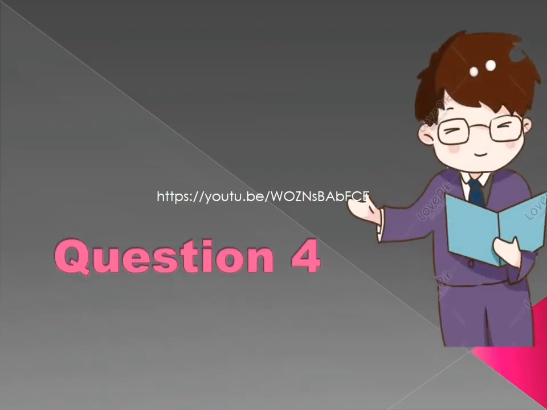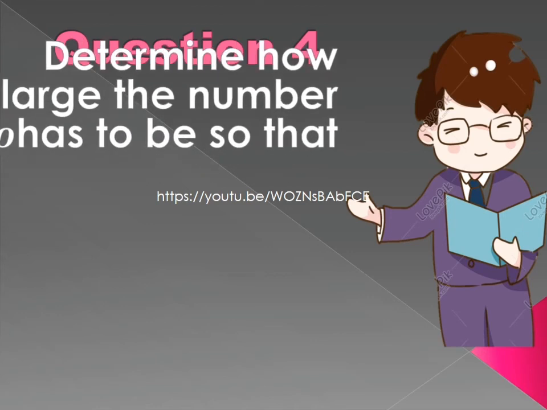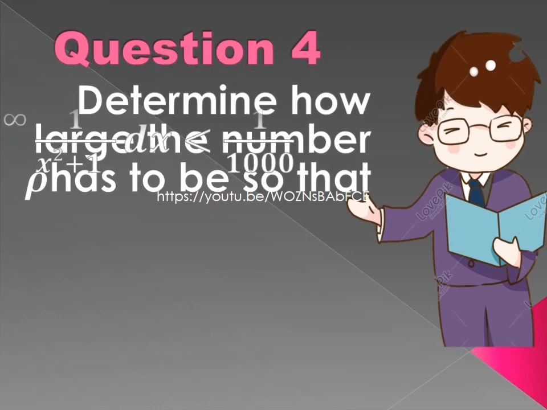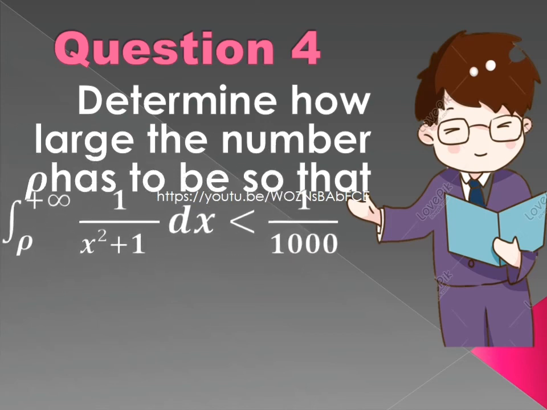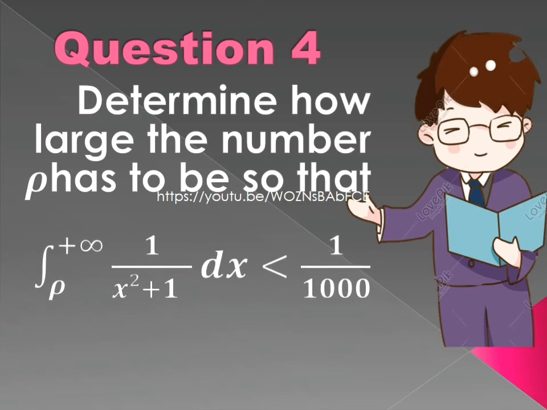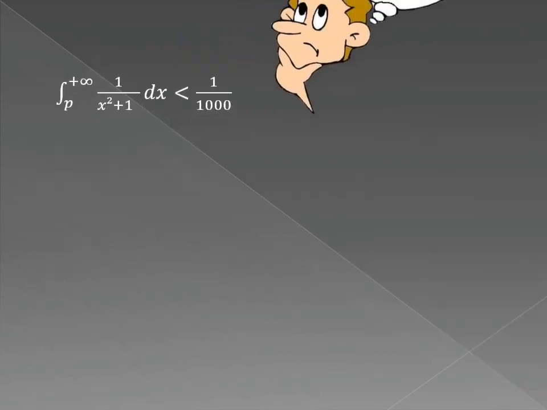Question 4. Determine how large the number rho has to be so that the integral from rho to positive infinity of 1 over x squared plus 1 dx is less than 1 over 1000. The equation is called an improper integral.